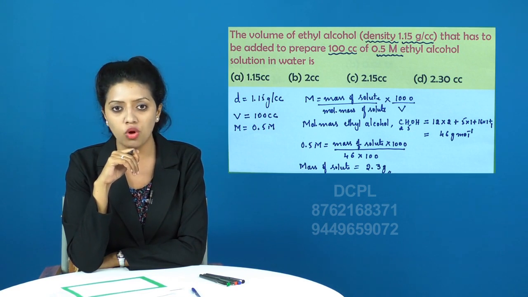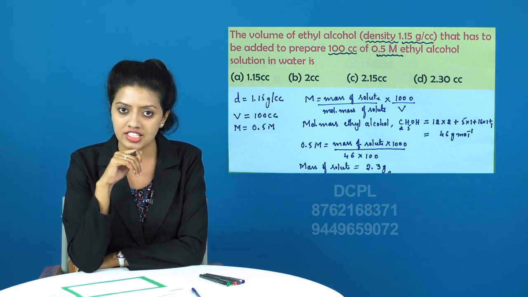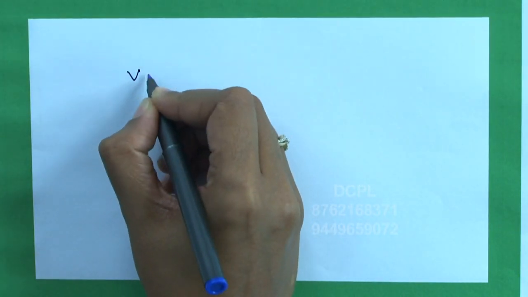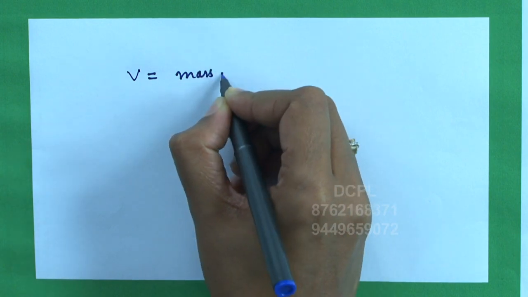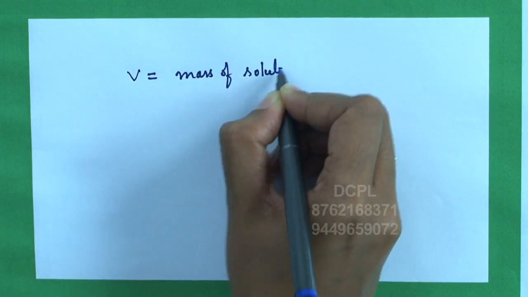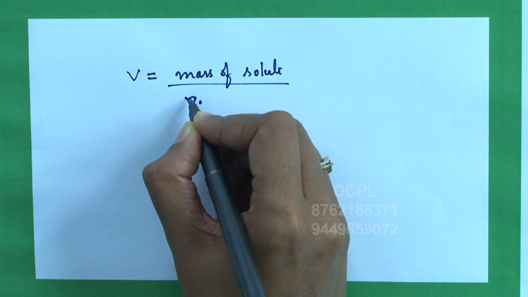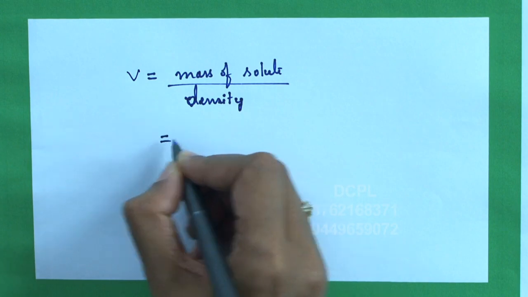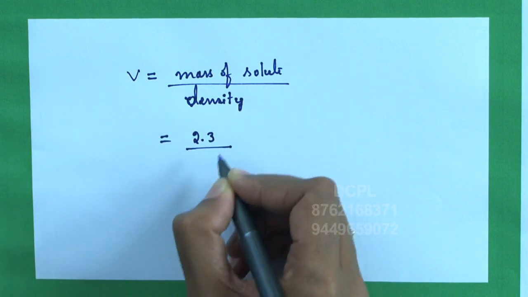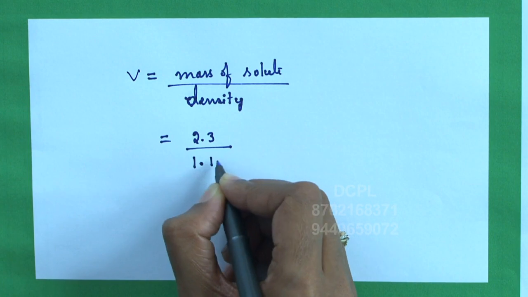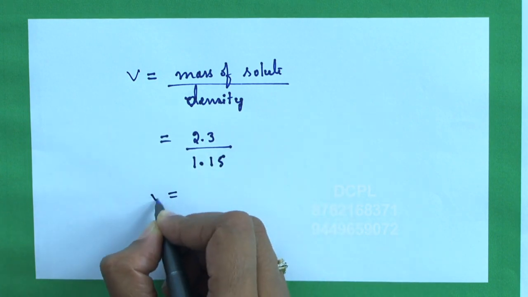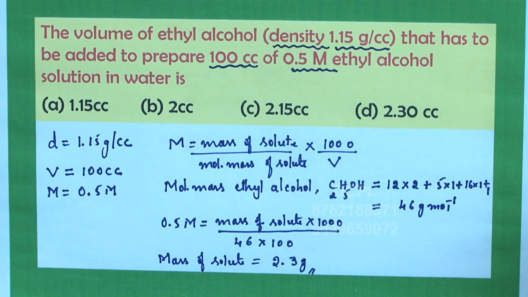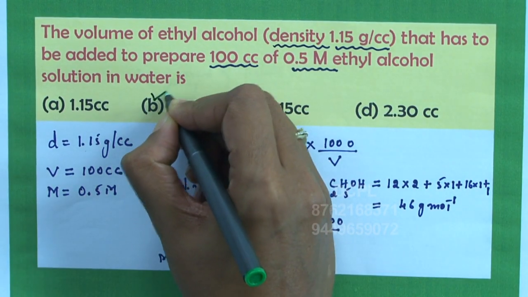Now, in order to find the volume, we have to make use of the density relation, and it is given as volume is equal to mass of the solute divided by density of the solution. The mass of solute we have obtained as 2.3 gram and the density is already given as 1.15 gram per cc. Therefore, volume is 2 cc. Therefore, the right option is option B.